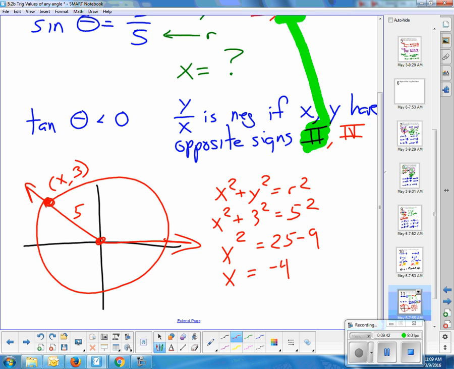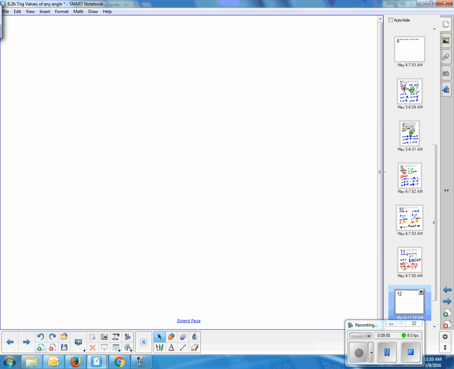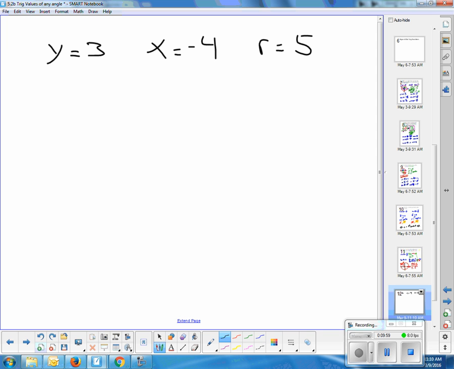All right. So now I've got my value of x, I've got my value of y, I've got my value of r. I seem to be running out of space here, so I'm just going to flip to a fresh slide and write that down: my y was equal to 3, my x is equal to negative 4, and my r was equal to 5.